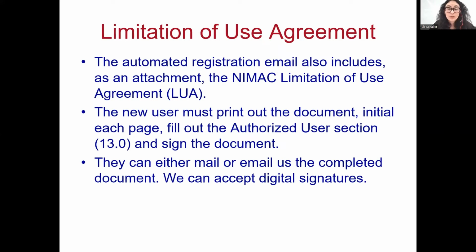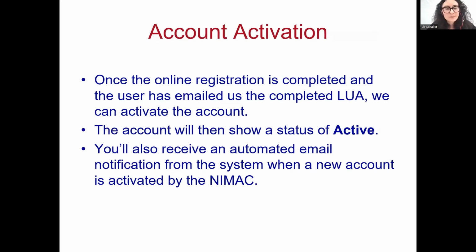The automated registration email does also include that limitation of use agreement as an attachment. And like I mentioned, this new user will need to print out or digitally initial and fill out the document and then send it back to us completed, and then we can activate their account. And once we activate their account, they will show a status of active. And you will also receive an automated email from the system when that new account is activated by the NIMAC. But if you ever have questions about that, or you suspect that someone did one piece and it's not looking right on your end, please never hesitate to reach out to us about that and we can look into it.